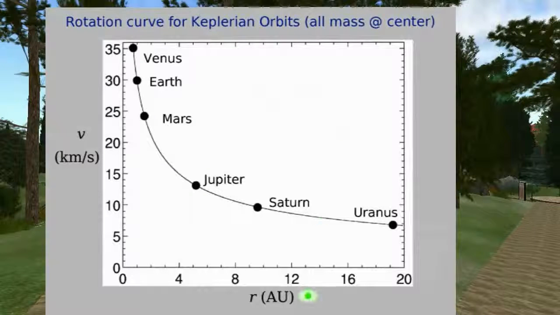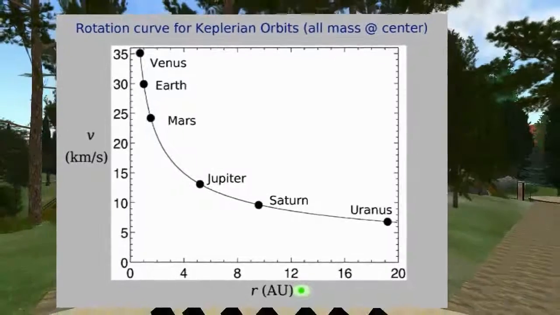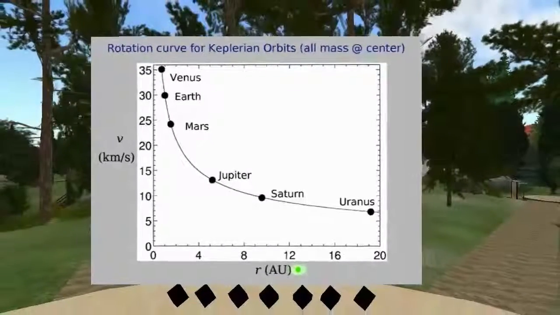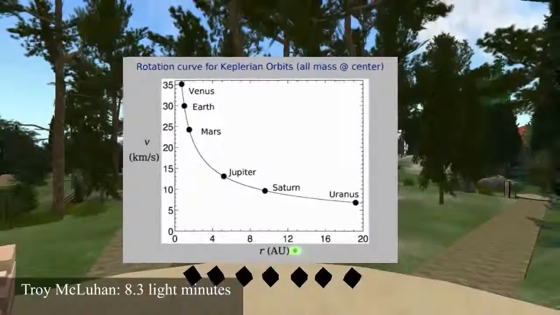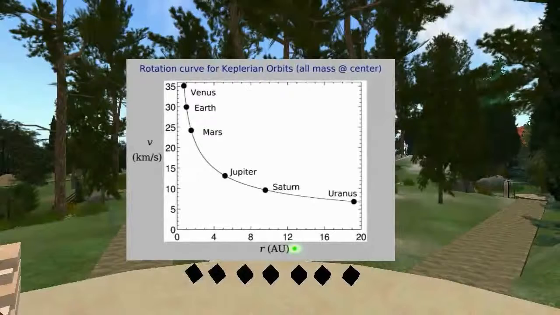So on the horizontal axis we have the distance from the sun in astronomical units, where an astronomical unit is defined as the distance from the Earth to the sun, or about 93 million miles. Something like 1.5 times 10 to the 11th meters, if I remember correctly. But it doesn't matter. The point is, that's a good distance to measure distances in the solar system. Yeah, 8.3 light minutes. And here's the velocity in kilometers per second, which is like kilometers per hour, only 3,600 times faster. So here's the Earth.